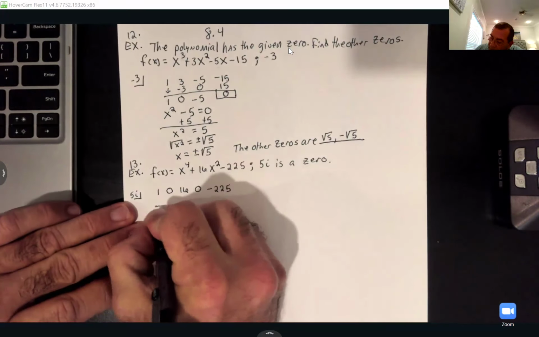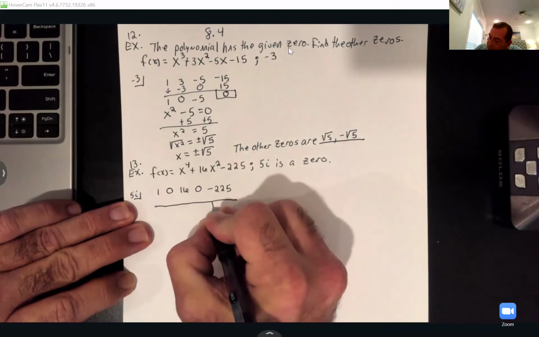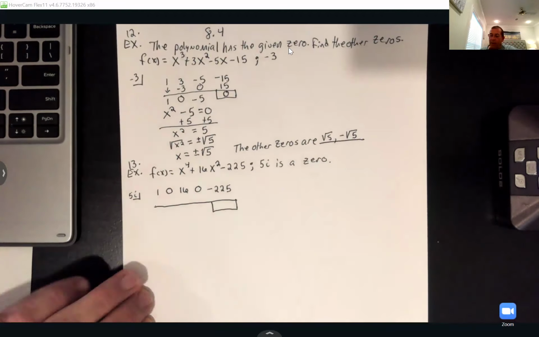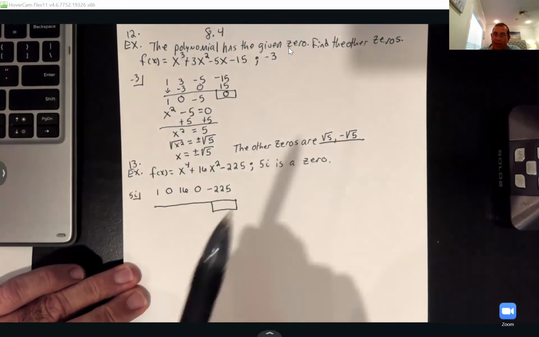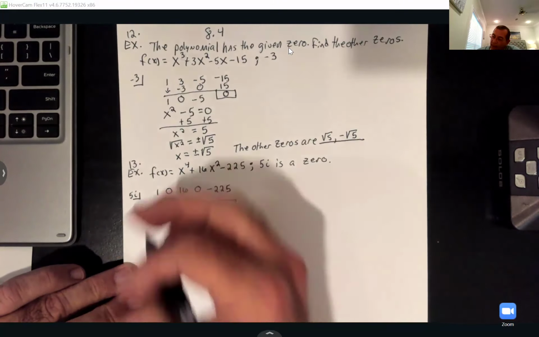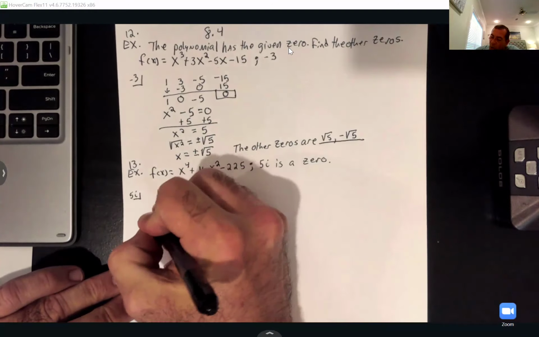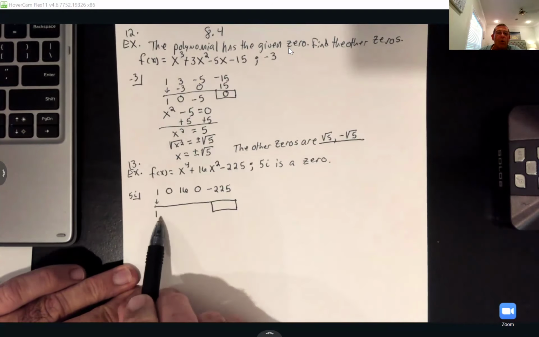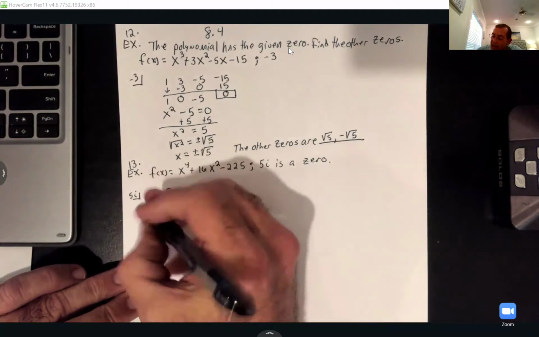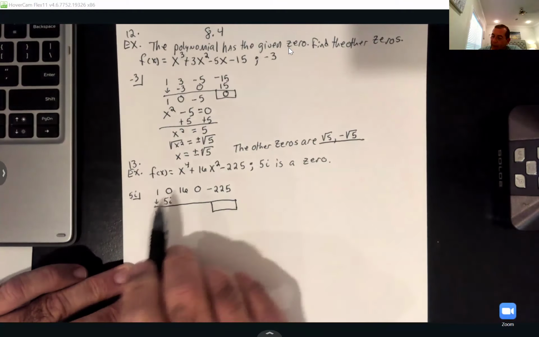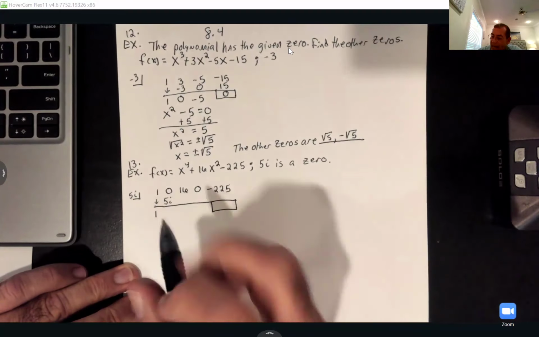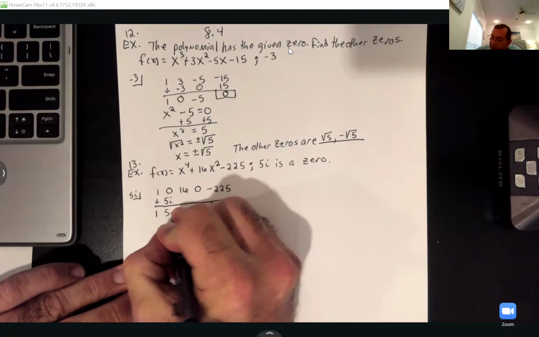All right, y'all, so let's get this one ready to roll. So remember, 5i, since it's a 0, I got to get a 0 remainder. All right, y'all, so I bring down the 1. And then 1 times 5i is 5i. 0 plus 5i is 5i.